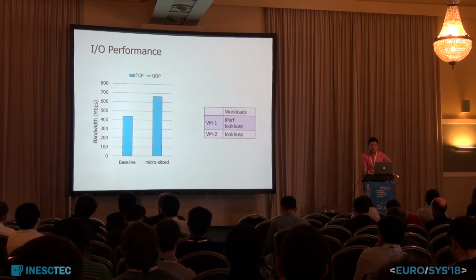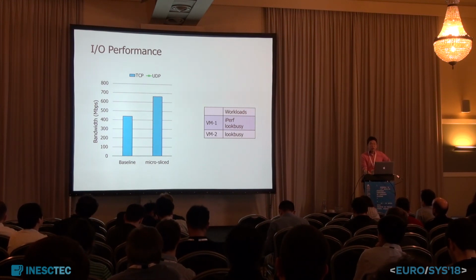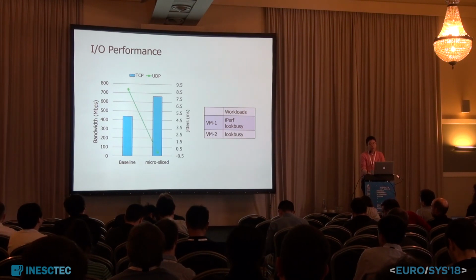Our scheme also improved the I/O performance in a mixed co-run environment, where virtual machine 1 serves both I/O-intensive and CPU-intensive applications together. With micro-sliced cores, the network bandwidth is significantly improved, and the jitter becomes more stable in the micro-sliced core setting.